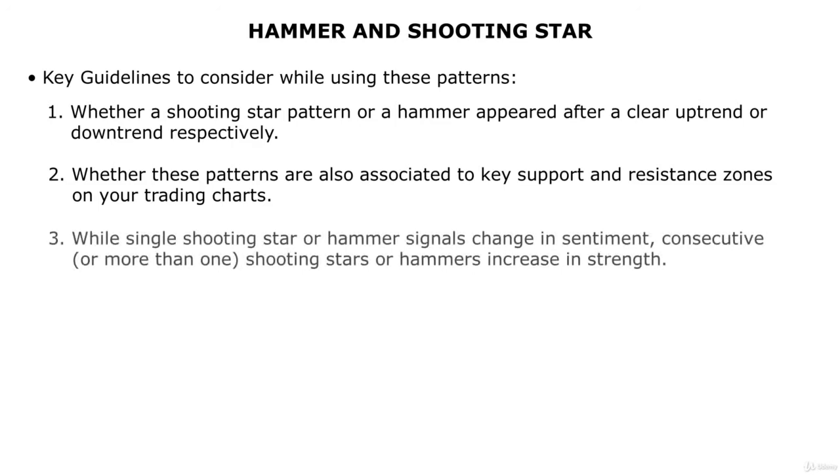While one shooting star after a clear uptrend signals the bearish sentiment, if you see 2 or 3 consecutive shooting stars, then this is adding even more bearish sentiment in the market. Exactly the same guidelines apply for consecutive hammer patterns. Now let us study what we've learned in this lecture through examples.